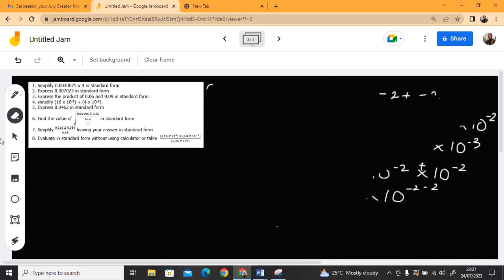Now, the next one, as I said, simplify in standard form also. So here we have 16 times 10 raised to the power of minus 5, sorry, minus 5, divided by 4 times 10 raised to the power of minus 6. Let me show you what to do now.